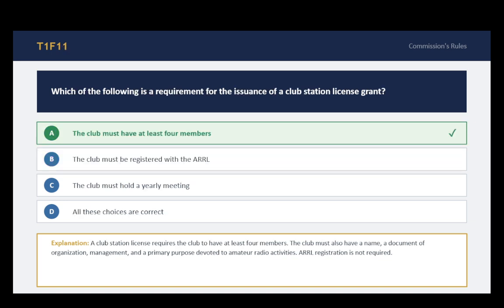Which of the following is a requirement for the issuance of a club station license grant? A. The club must have at least 4 members. A club station license requires that the club have at least 4 members. The club must also have a name, a document of organization, management, and a primary purpose devoted to amateur radio activities. ARRL registration is not required.